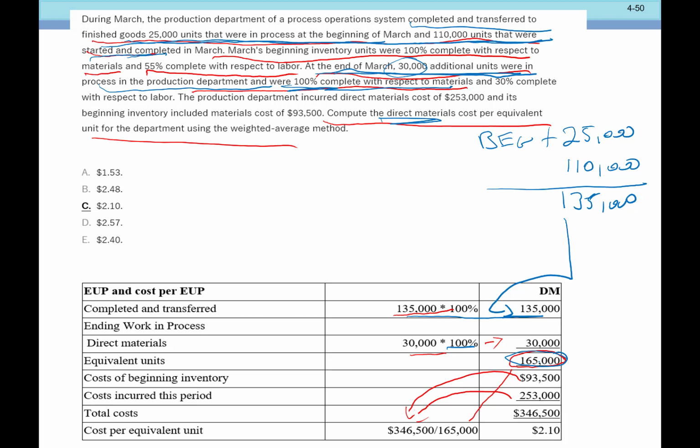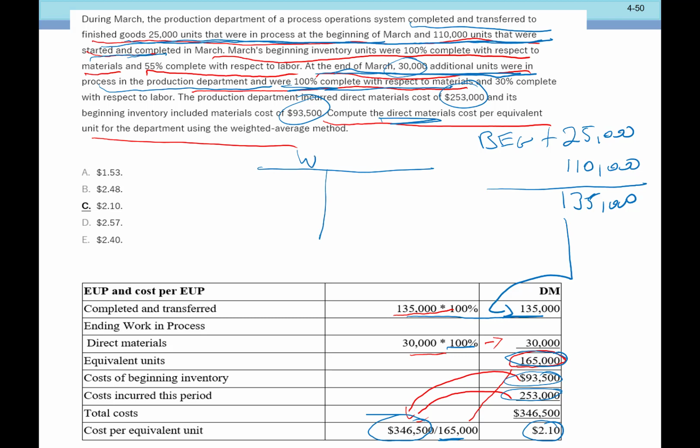We pick up all the costs, both the costs in beginning inventory and the costs added for the period, not necessarily in that order as I circled them. We pick up those two costs. That gives us the numerator, divided by the equivalent units, gives us 210 per equivalent unit. Okay, so again, the question might be, well, what do you do with that number?